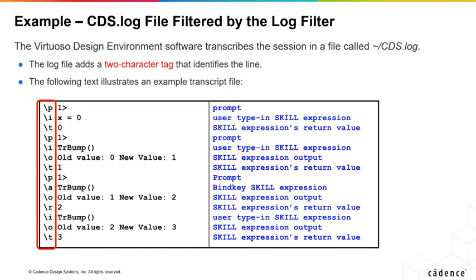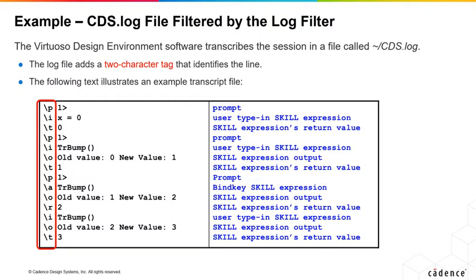Here we'll examine the cds.log file. The session that you are using will be transcribed into what is called the cds.log file. Within the file itself, for each line you'll see a 2-character prefix tag that identifies what type of line it is. In this example, we have several different types of lines highlighted. The first one is a prompt, which begins with a /p.